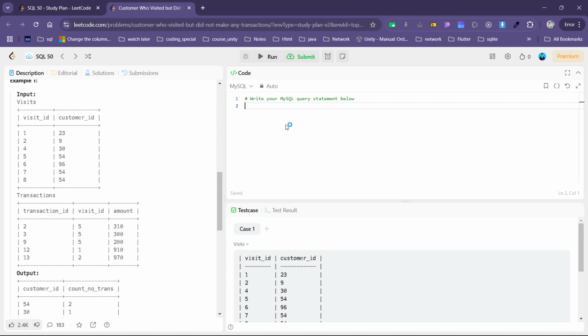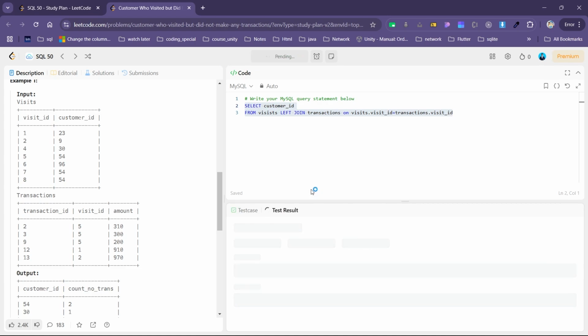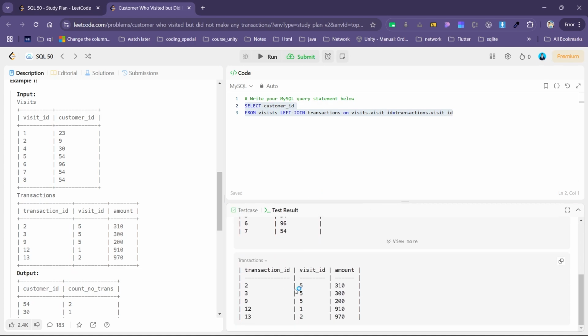So what I'm saying is that: select customer ID from visits left join transactions, and the condition will be that on visits table visit ID is equal to transactions dot visit ID. Now let's see what's the result of this query. So you see we got the result.